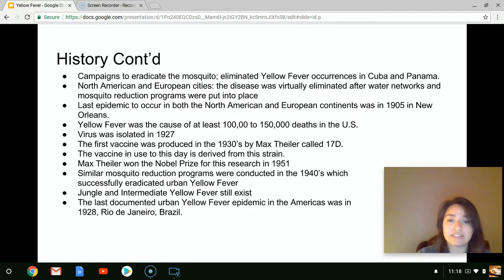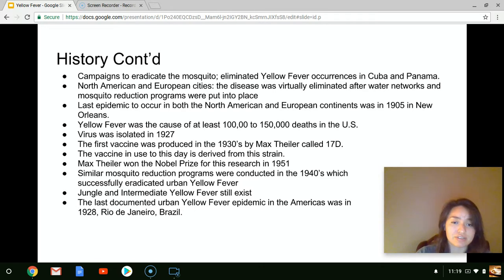So there were campaigns to eradicate the mosquito, and this was successful in Cuba and Panama, and eventually in North America and in Europe, they virtually eliminated that. They did eliminate the Aedes aegypti mosquito, and the last epidemic of yellow fever in either North America or Europe occurred in 1905. Before that, it killed 100 to 150,000 people in the United States.